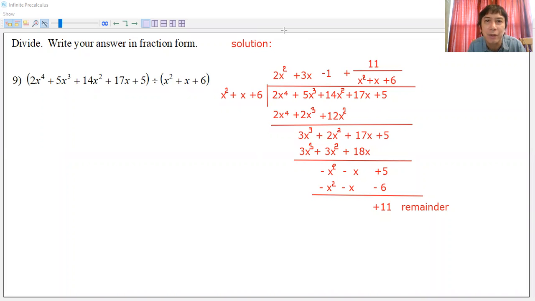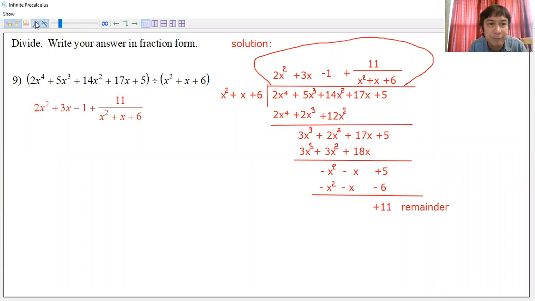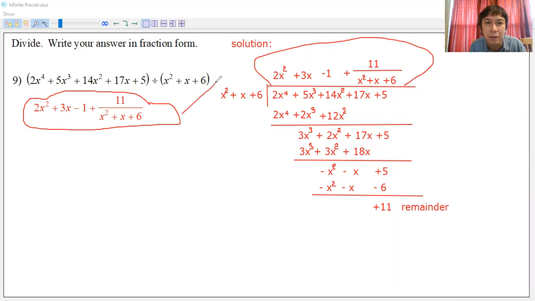And we can verify that. Let's check and see. All right. There. Okay. Here's the computer's answer. 2x squared plus 3x minus 1 plus 11 over x squared plus x plus 6. Exactly what we obtained. All right. So that's it.